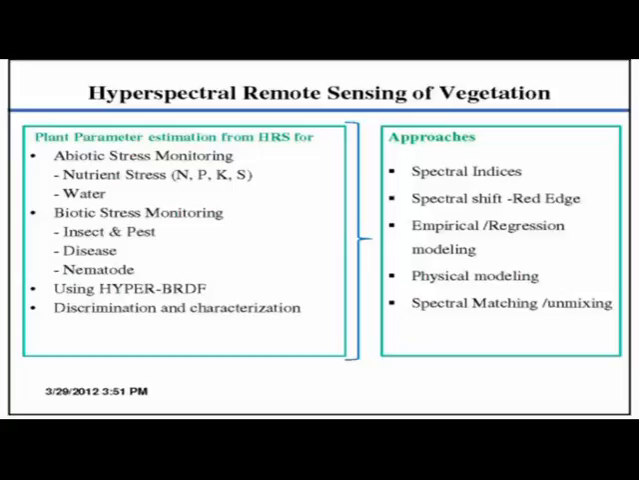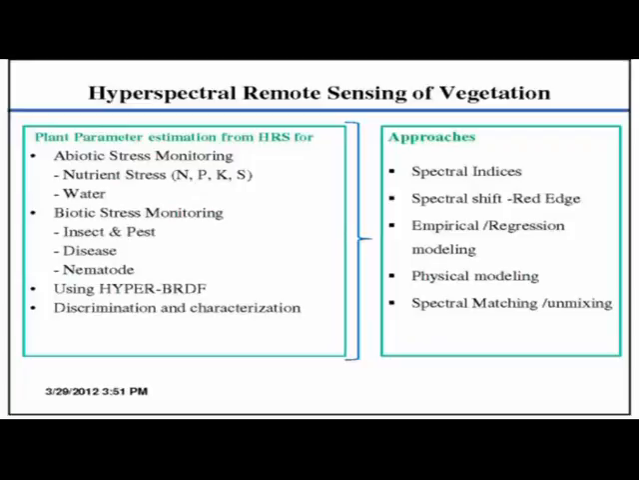Now coming back to the potential of hyperspectral remote sensing with vegetation, this is the content which I am going to show over time. What plant parameter estimations can we do by hyperspectral remote sensing? Mainly monitoring, that is nutrient stress, water stress, abiotic stress monitoring. Then biotic stress monitoring, that is insect pest, disease or nematode. Then a concept called hyper BRDF that we are going to discuss in detail. Then how to discriminate different crops, and also crops at different stages. If a crop is standing, then their varieties, and how to characterize them in detail for different purposes.